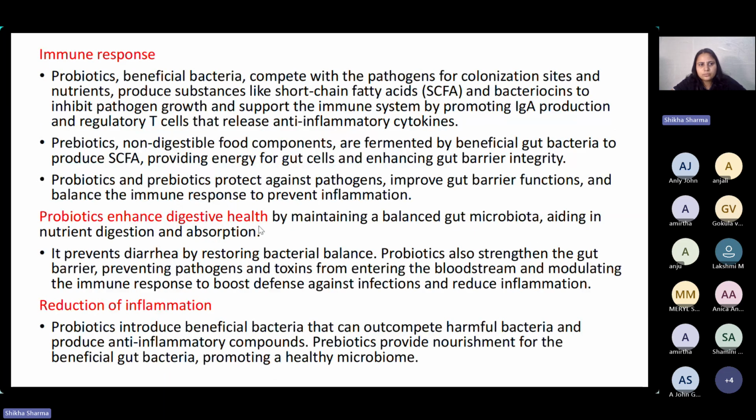So they have this immune response. These probiotics, or beneficial bacteria, compete with the pathogen for colonization sites and nutrition. They produce short chain fatty acids and bacteriocins to inhibit pathogen growth and support the immune system by promoting IgA production and regulatory T cells that release anti-inflammatory cytokines.